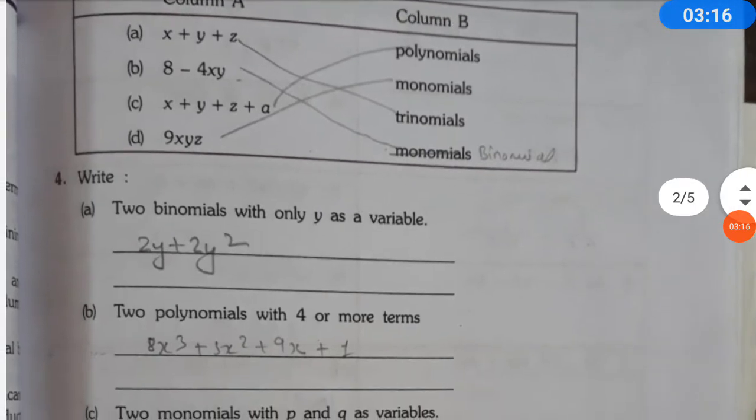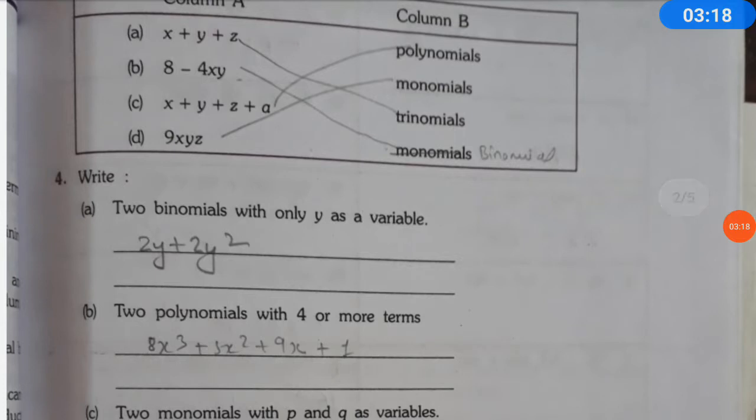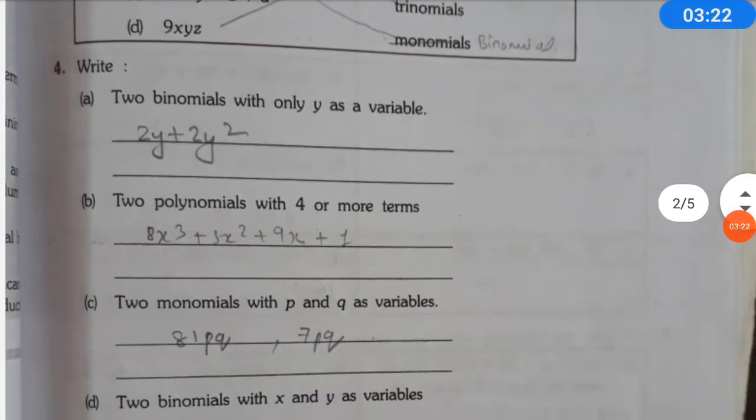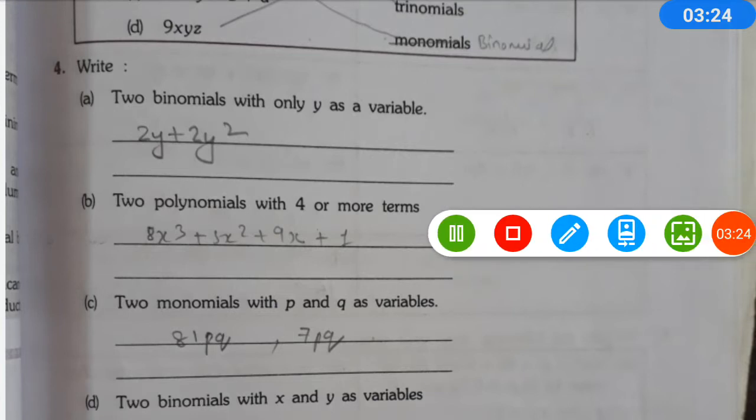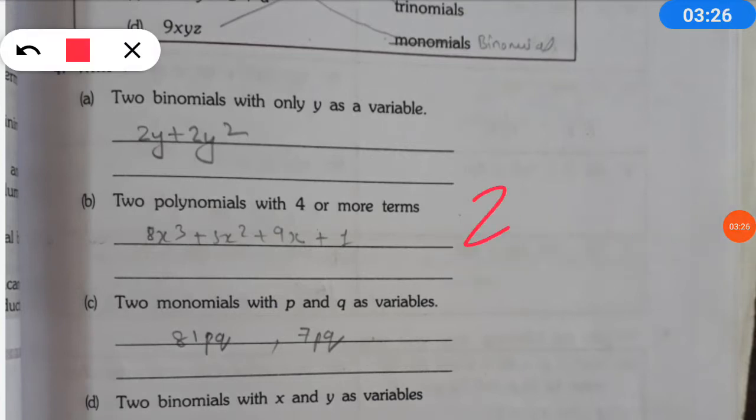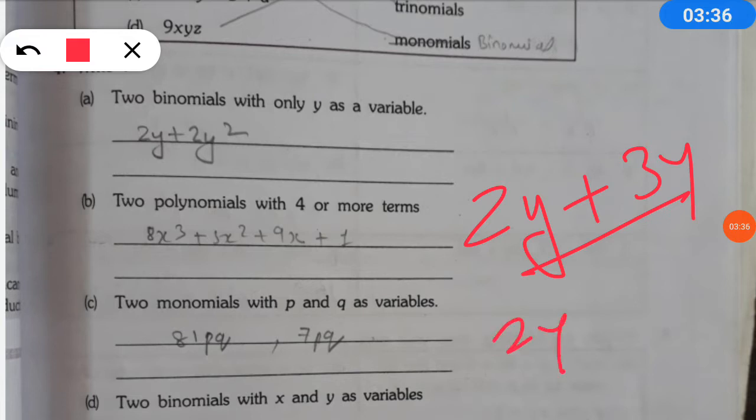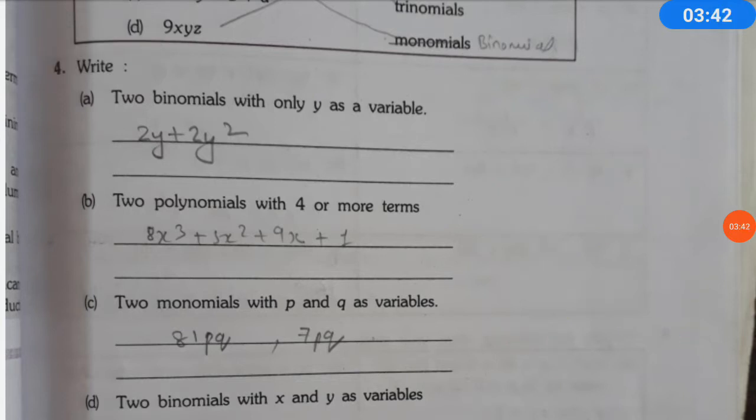Next question we are having: write 2 binomials with only y as a variable. With y as a variable, that means you have to consider an expression such that it will be considered a binomial. We can write this as an example because y is a variable. Again we can consider 2y square plus 3y. Any numbers you can write, while considering that it should have 2 terms in it.